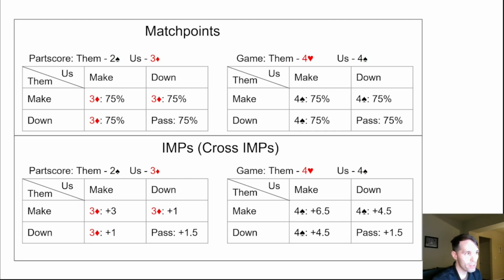And at imps, we see something that you might expect, where game decisions, for example, bidding 4 spades over the opponent's 4 hearts, can earn us a sizable chunk of imps if we've done the right thing. But something to notice is that it looks like the only scenario where passing is correct is the scenario where both sides are going down. And this is a direct consequence of some of the assumptions that we made.